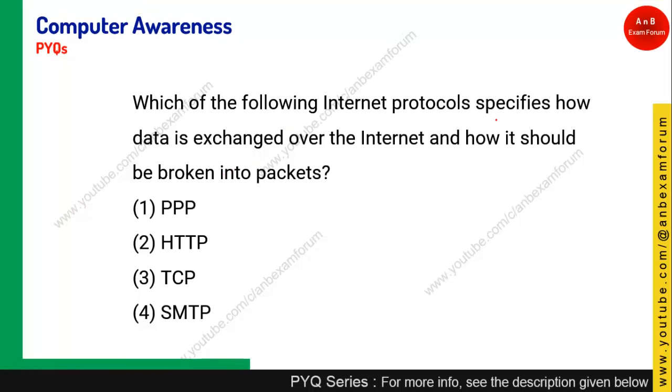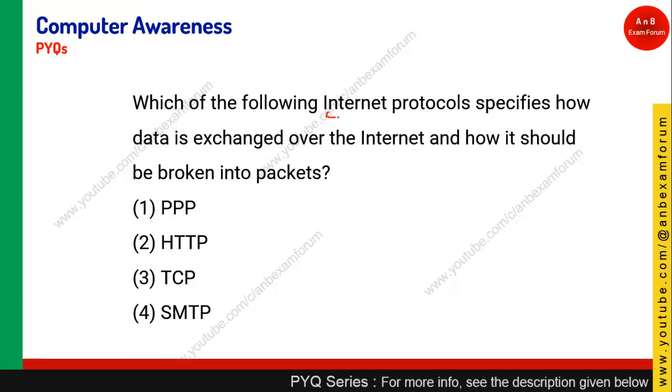Which of the following internet protocols specify how data is exchanged over the internet, and how it should be broken into packets? There are many popular protocols on the internet. POP is the post office protocol, which is commonly used in the email service. Hypertext transfer protocol is used in the World Wide Web service. Whereas TCP, transmission control protocol, is used to exchange the data, and it should be broken into pieces. So it is a part of the TCP/IP model.